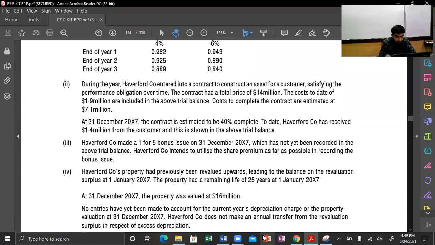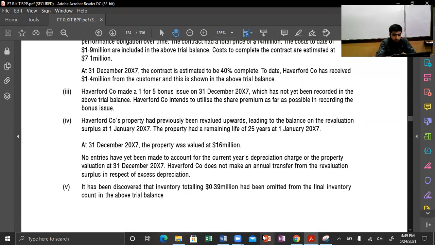The property had a remaining life of 25 years at 1st January 20x7. At 31st December 20x7, the property was revalued at $16 million. No entries have yet been made to account for the current year depreciation charge or the property valuation at 31st December 20x7. Howard Ford Company does not make annual transfers from revaluation surplus in respect of the excess depreciation. It means the company has decided to transfer the revaluation surplus into the retained earnings account once the asset is disposed of. So what adjustments are required?